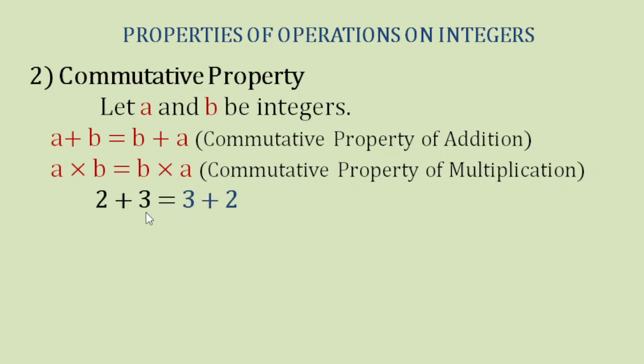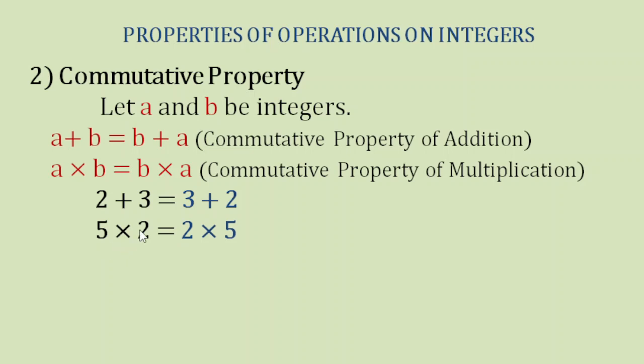2 plus 3 equals 3 plus 2. Why? Because 2 plus 3 is 5 and 3 plus 2 is also 5. This means that in adding integers, the order doesn't matter. The answer will still be the same.